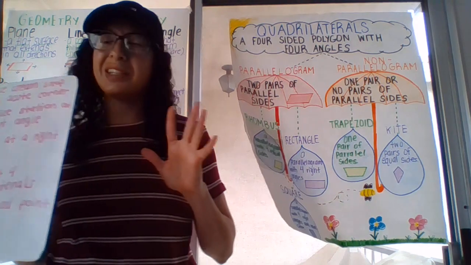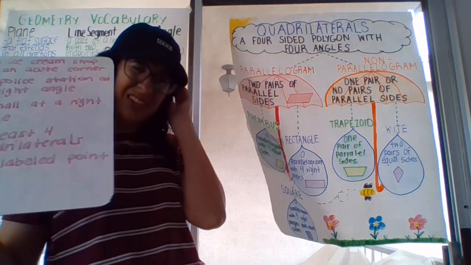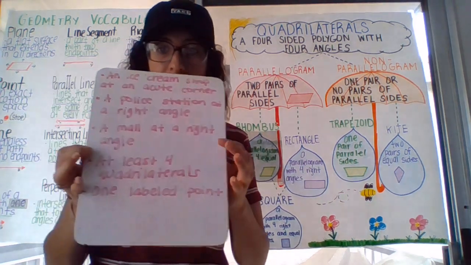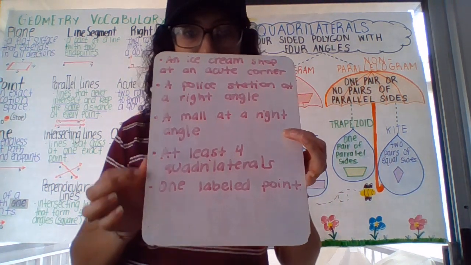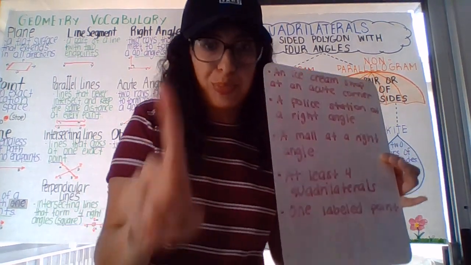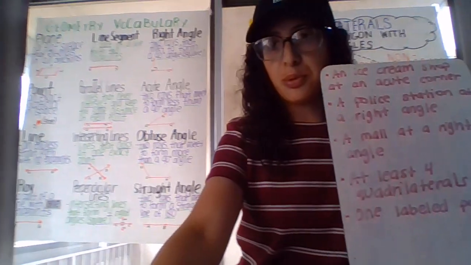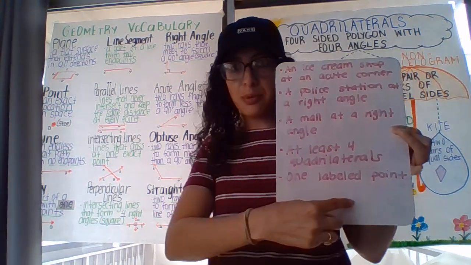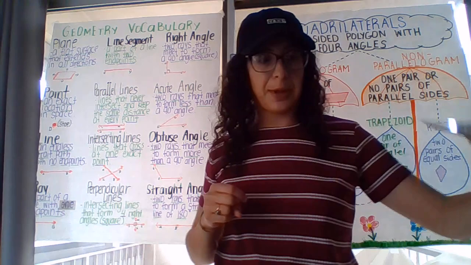If you're not really sure, it's okay. Pick the ones you feel comfortable with. So you need at least 4 quadrilaterals, and you need 1 labeled point. Remember, a point is just an exact location, and it says labeled. I'll show you how right now.